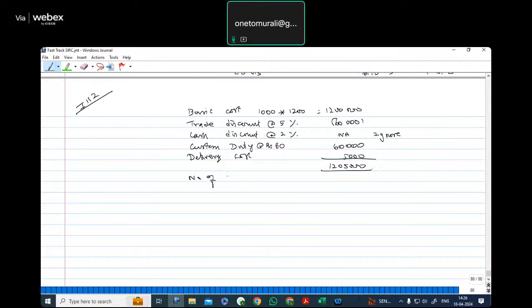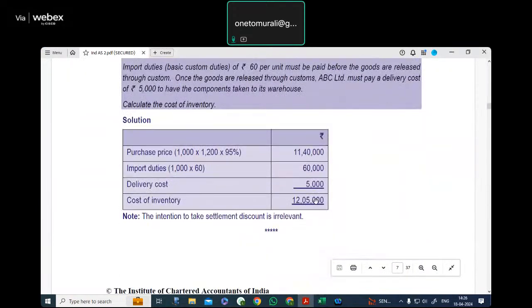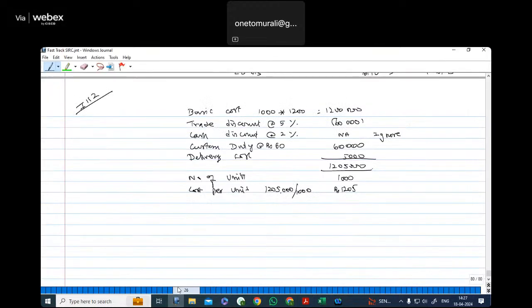So number of units 1,000. Cost per unit is rupees 1,205. That's it. Intention to take settlement discount is irrelevant. That we will not take up at all.